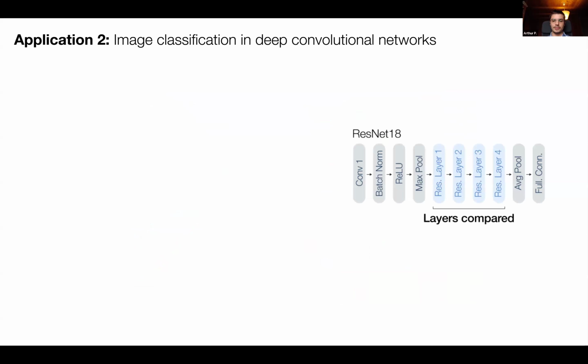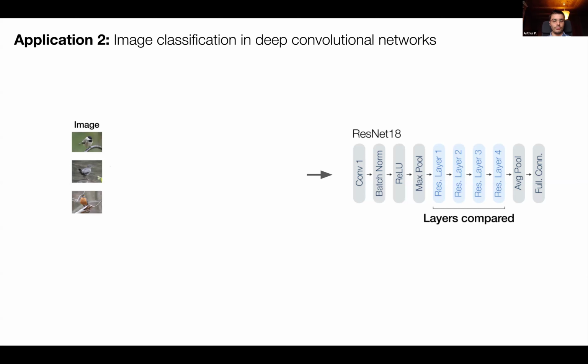Okay, so the second application I'll consider is a deep convolutional network, a ResNet. A classic analysis in these mechanistic interpretability and geometry papers is to compare the geometry of different pairs of hidden layers. So I'm going to consider pairwise similarities.